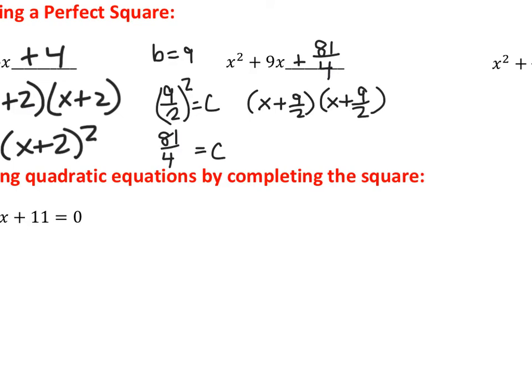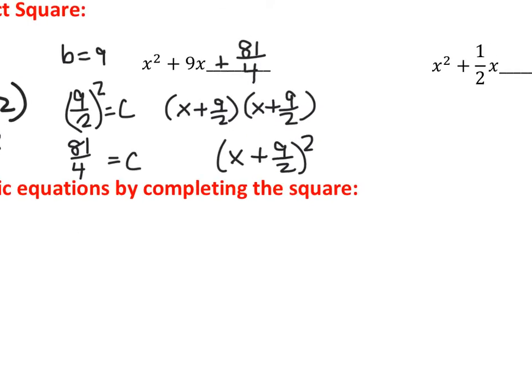That middle term is going to be twice the product of these two here. So the product is 9x halves. If I did twice that, that would give me 9x. And so my perfect square is x plus 9 halves squared.